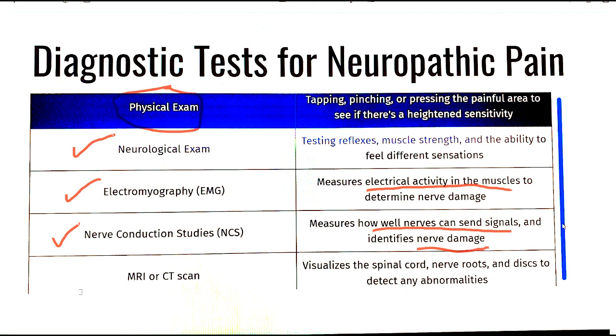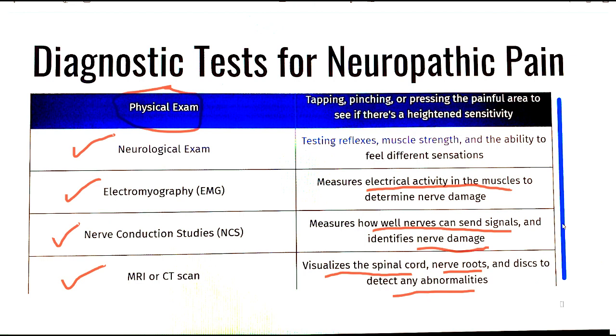And the last part is the MRI or CT scan. CT scan and MRI, we know, are used for different cases and different neurological diseases like epilepsy, or in severe cases for different types of nervous system damage. So MRI and CT scan can visualize the spinal cord and nerve roots and detect any abnormality.